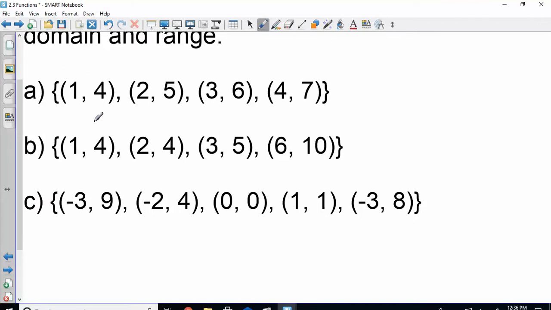Is this first one a function? Yes, if I look at all my x's, they're all different, so this is a function. What's my domain? Just all the x values of those ordered pairs. And the range?